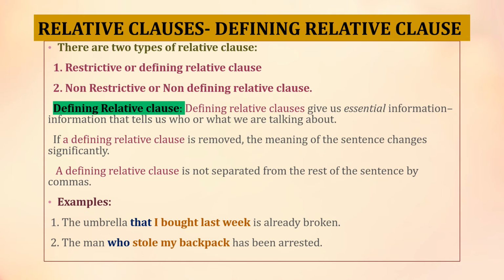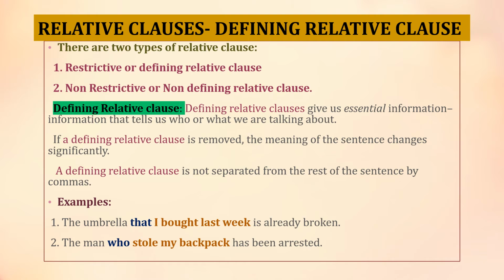There are two types of relative clauses, restrictive and non-restrictive. Restrictive clause is also called a defining relative clause. Non-restrictive is called a non-defining relative clause. First we shall learn about the defining relative clause. A defining relative clause states essential information about what we are speaking. Second, it is not separated by a hyphen or a comma. Third, if it is removed from the sentence, that sentence doesn't have a significant meaning.